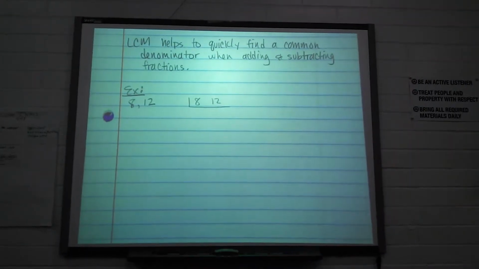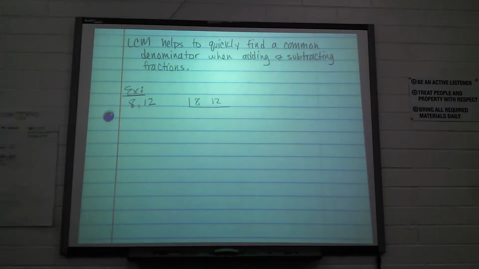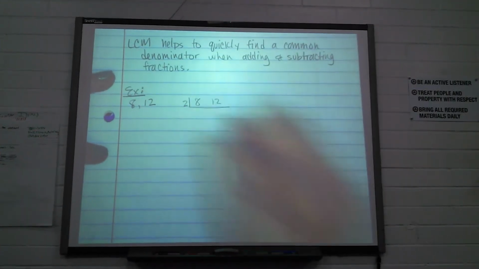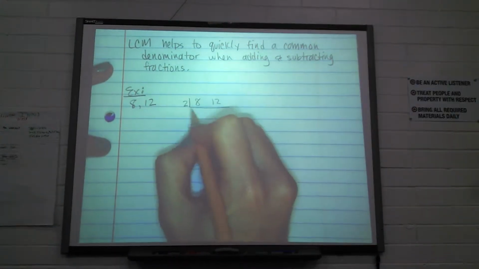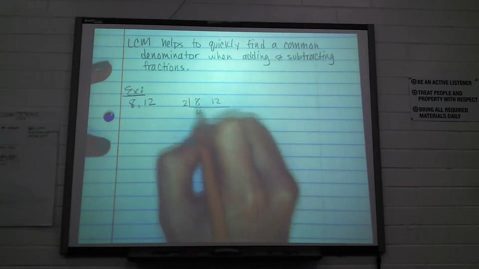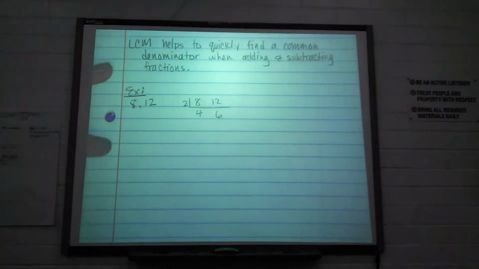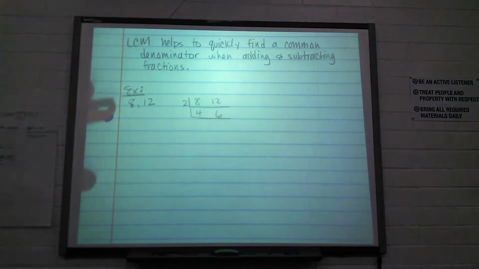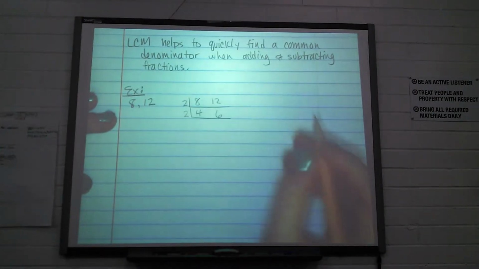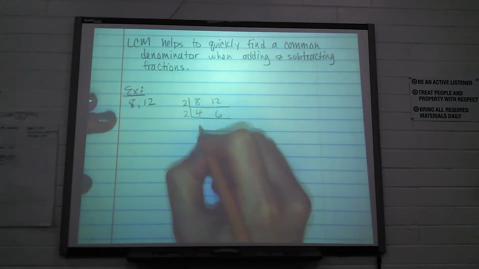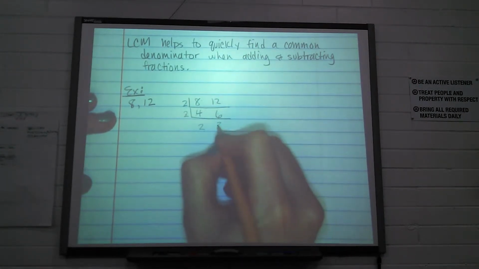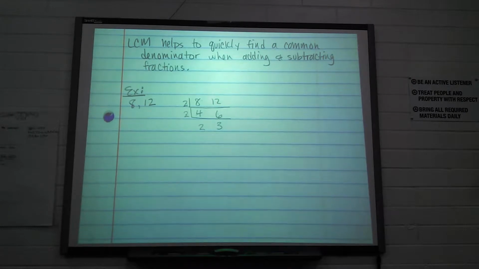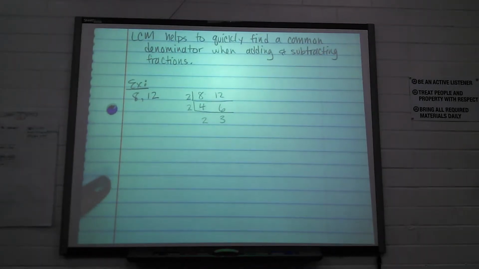All right, and does 2 go into these? We always start off with the same questions. Yes, they are both even numbers, so 2 goes into both of them. 4 times 2 equals 8. 6 times 2 equals 12. Are we done? Nope. They're both even numbers again, so we can do 2 again. 2 times 2 equals 4. 3 times 2 equals 6. And since 2 and 3 are one number apart, I know that I am done.